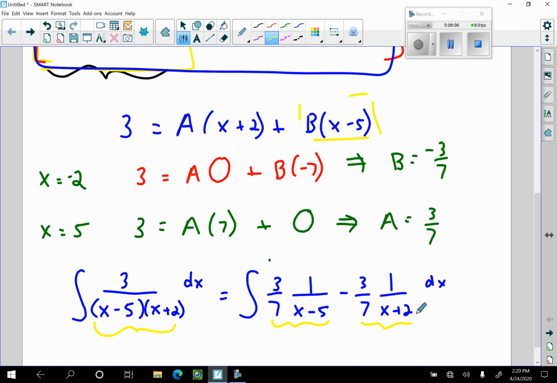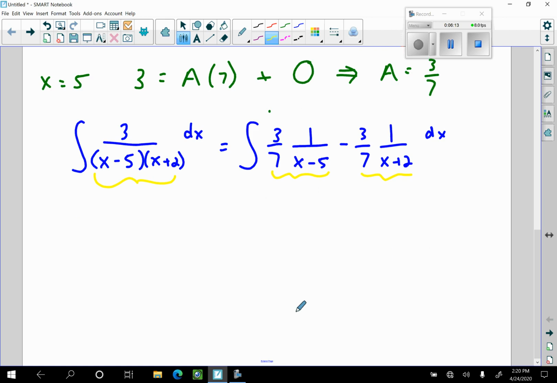So now, next step on this is where this is going to be an easy thing to integrate. We're going to integrate this right side over here. I'm going to pull the 3/7 out, and I'm just going to integrate this piece right here. What is the integral of 1 over x minus 5? That's going to be ln of x minus 5.